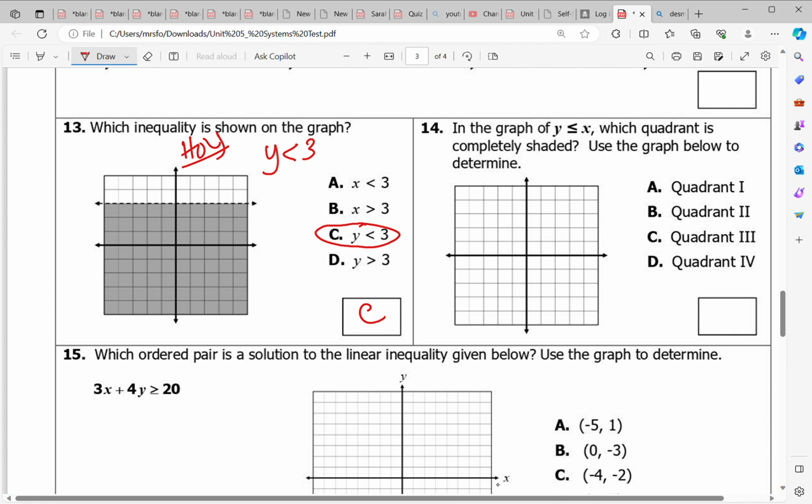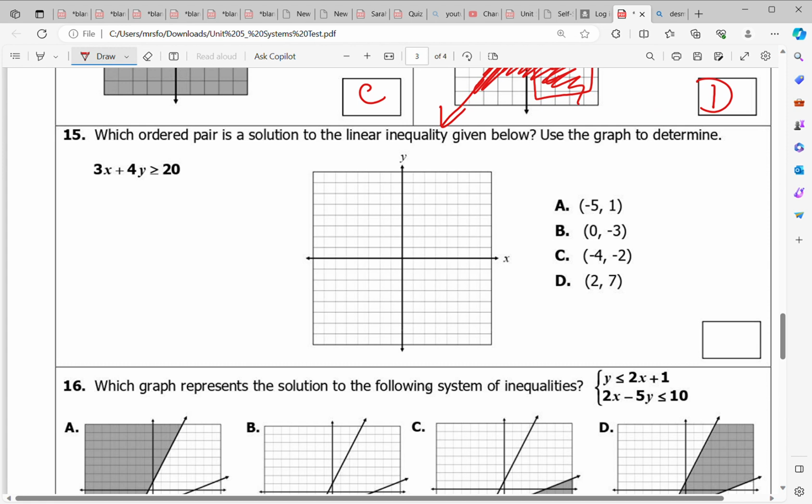Number 14, in the graph, Y less than or equal to X, which quadrant would be fully shaded? So Y less than or equal to X would be like this. Less than means shaded below. So this fourth quadrant here is going to be fully shaded.